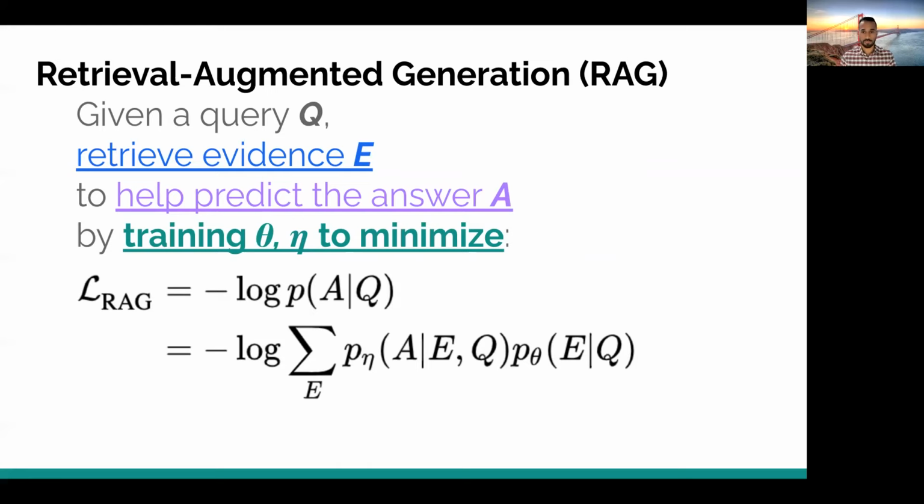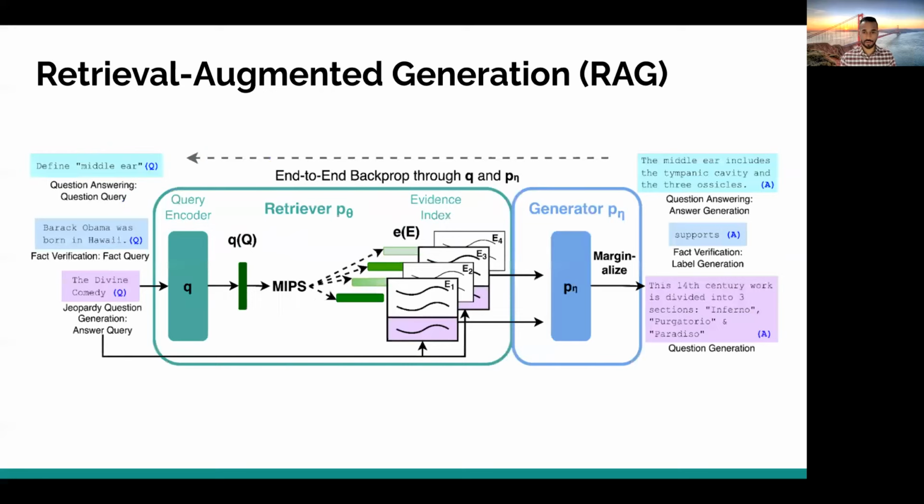and then predict the correct answer from that. And just to illustrate the way that the system works, it starts out with the same dense passage retrieval system, and then picks the top few pieces of evidence to give to the downstream task model, so some text generation system.